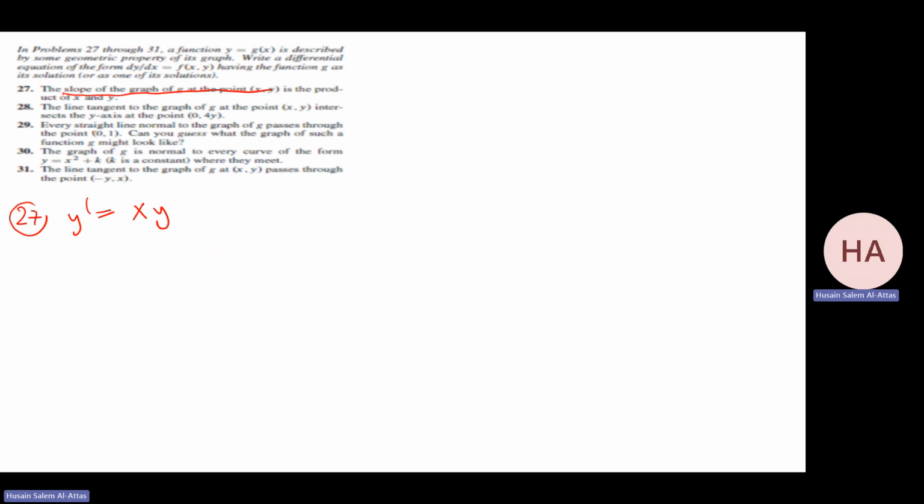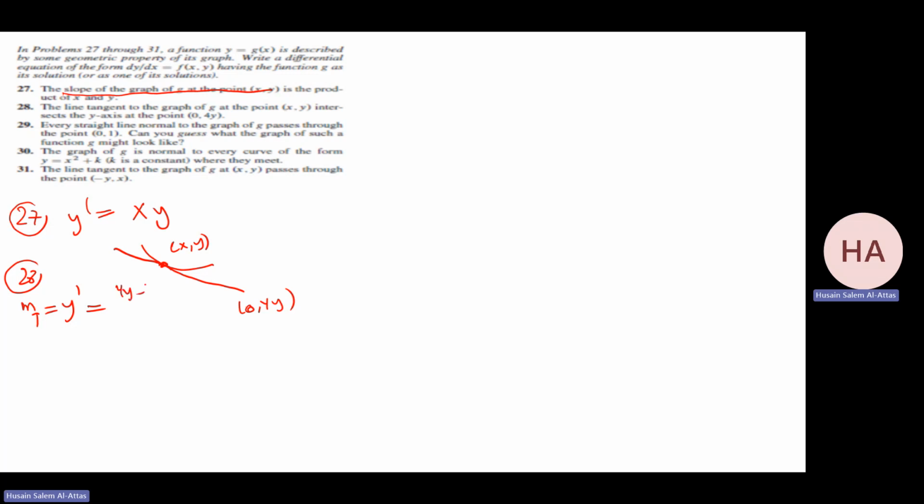Okay, the line 28. I have a graph, who cares? And there is the line tangent to this graph, which should pass through this point of the graph, intersect the y-axis at the point 0 and 4y. So it passes by this point. Okay, so the slope of the tangent, which is y prime, I have 2 points now, this and this. I can find it using delta y over delta x as a slope, because I'm finding the slope of the tangent.